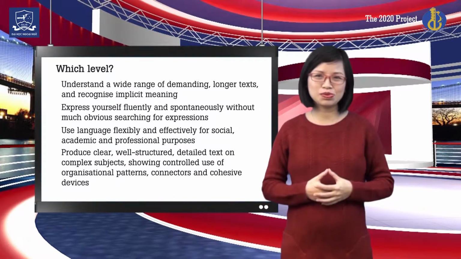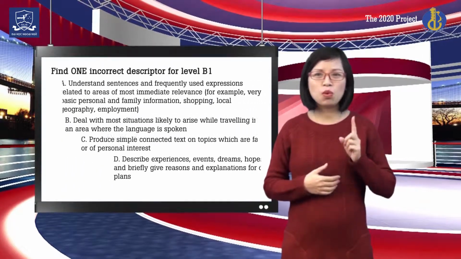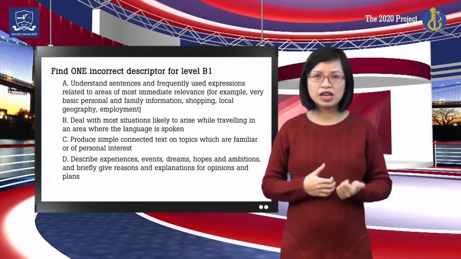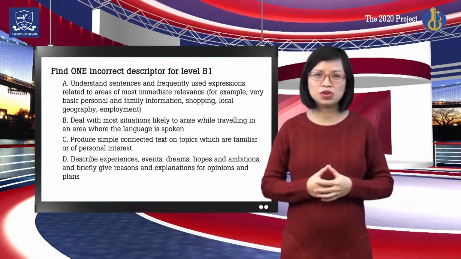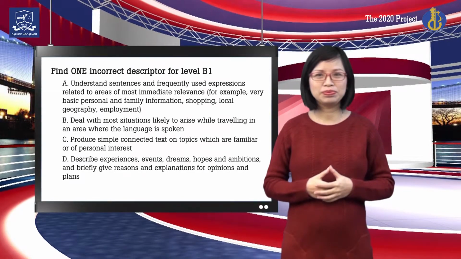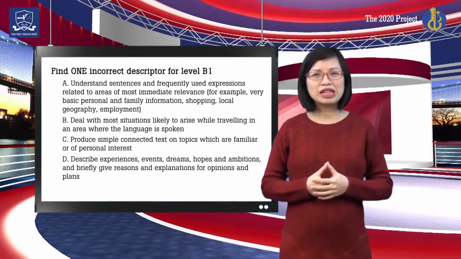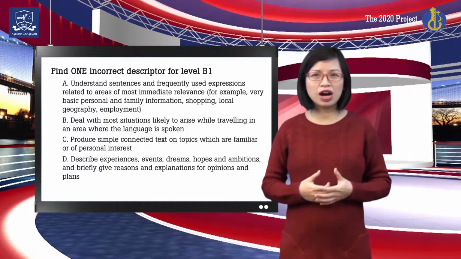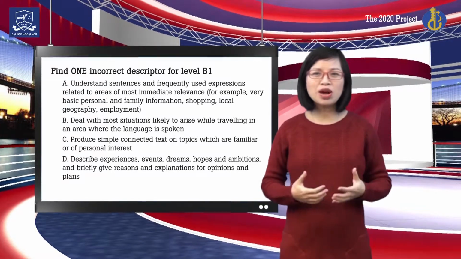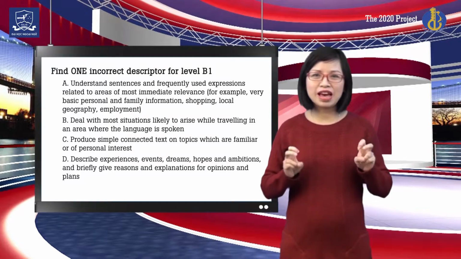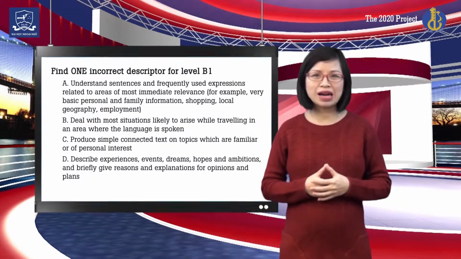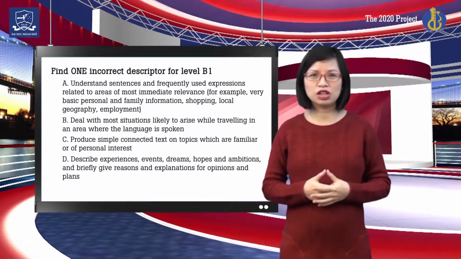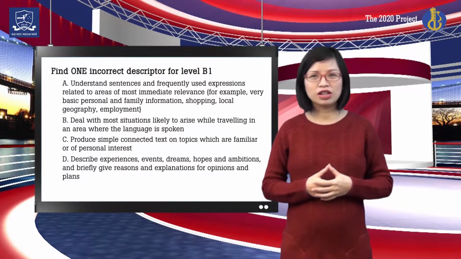This is the last exercise for you. You're supposed to find one incorrect descriptor, A, B, C, or D, that does not describe level B1. 30 seconds for you. Start now. Well, the answer is A, which describes A2 level. For B1 level, it should be understand the main points of clear standard input on familiar matters regularly encountered in work, school, or leisure, and so on.